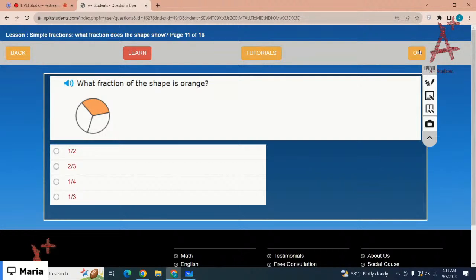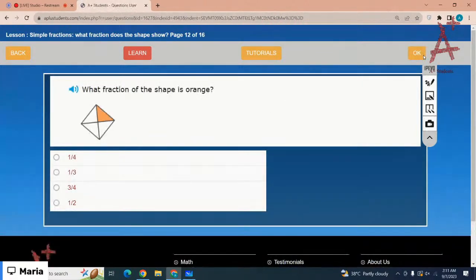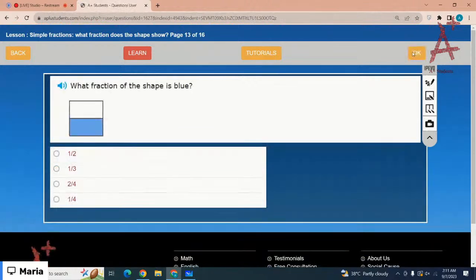The correct option is 1 out of 3. Just one of the portions is orange. The total is 3, so it would be 1 out of 3. What fraction of the shape is orange? Which is the correct option? Yes, very good. It would be 1 out of 4. What fraction of the shape is blue?